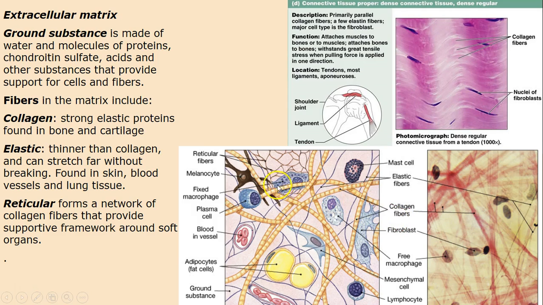Finally, reticular, these form a network, and these aren't so easy to see under the microscope. Here they are in this diagram here. And they form a framework so that soft organs don't just flop around.